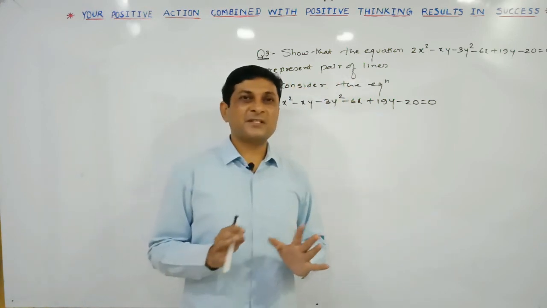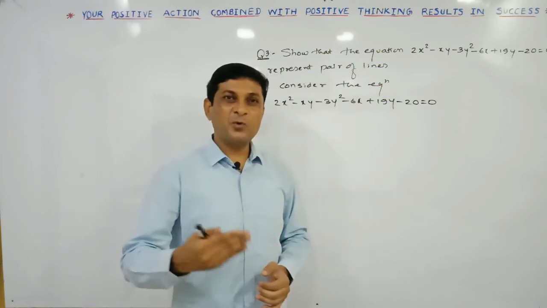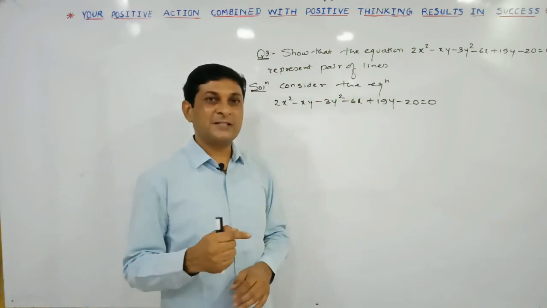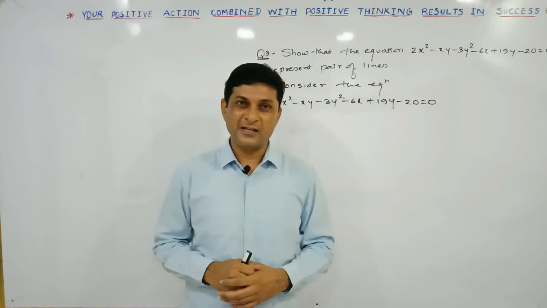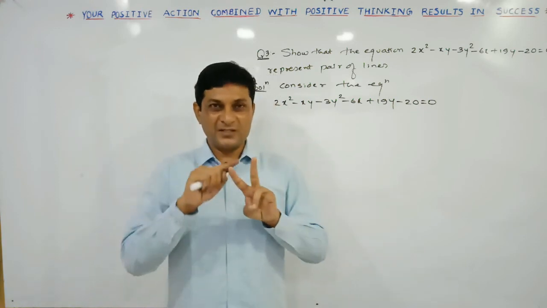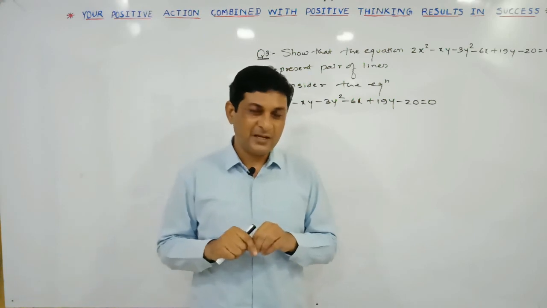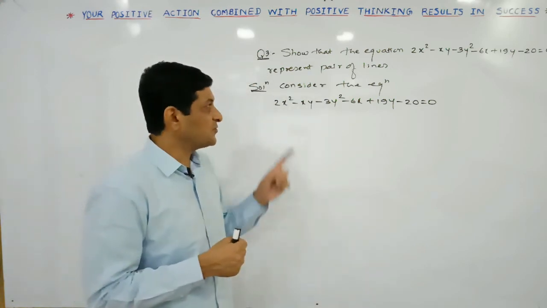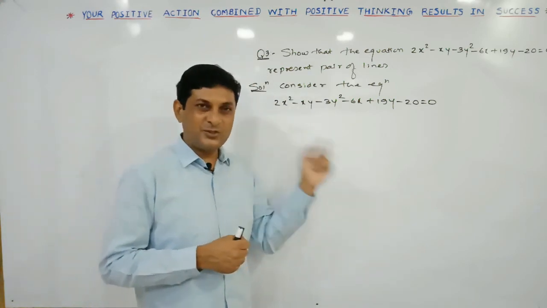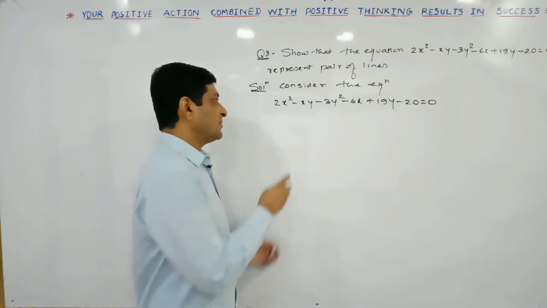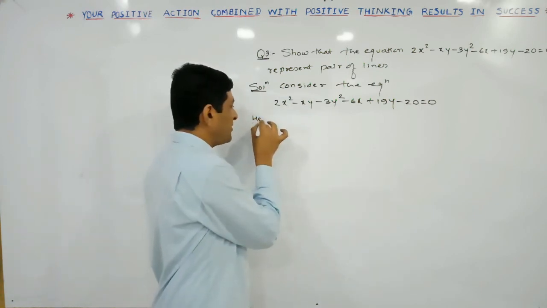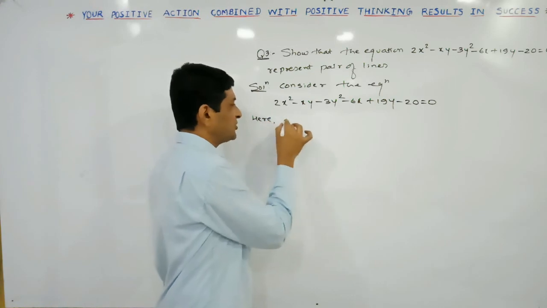This example is similar to the last example, but only in the last example we showed that it does not represent a pair of straight lines. But here we have to find out two values: one is the value of the determinant and the other is the value of h square minus ab. So to find these values, first we have to find out a, b, c and h, g, f from this equation. Let us try to find the values of a, b, c and h, g, f.